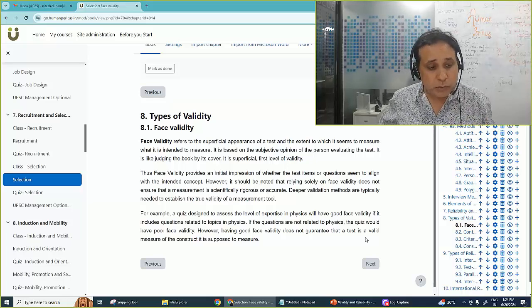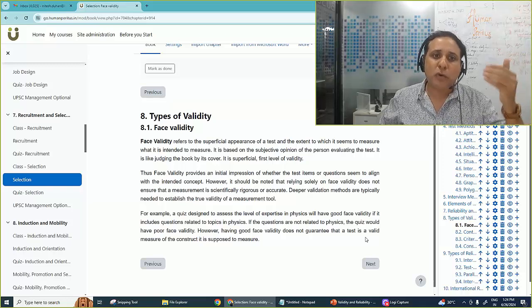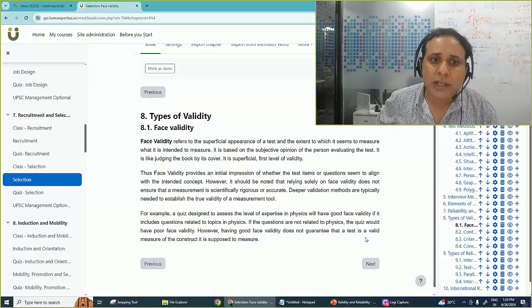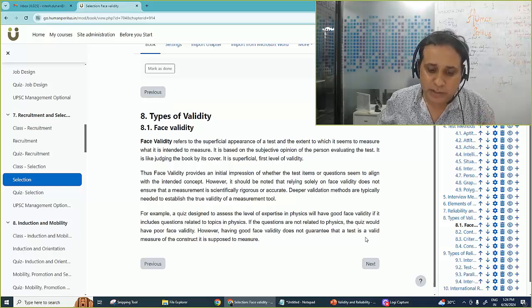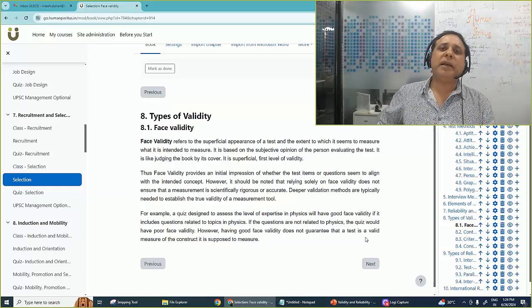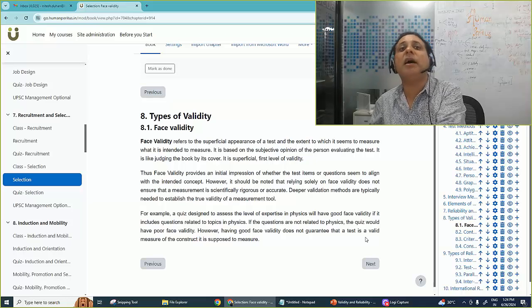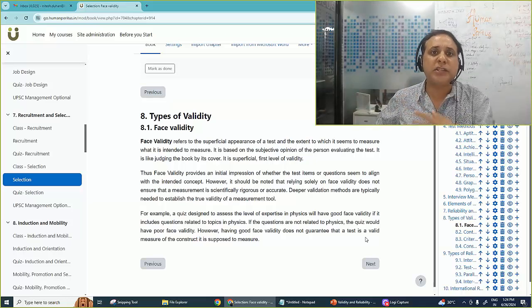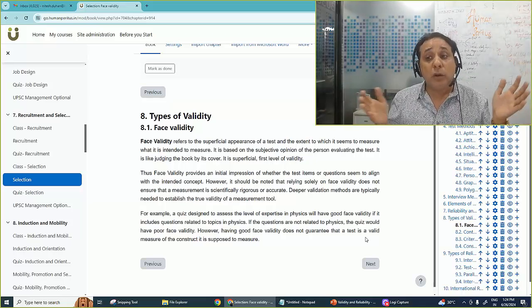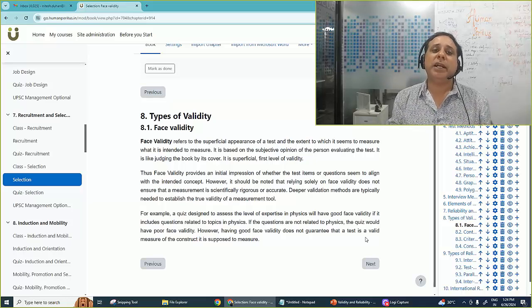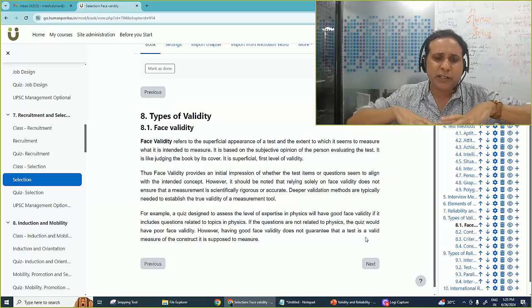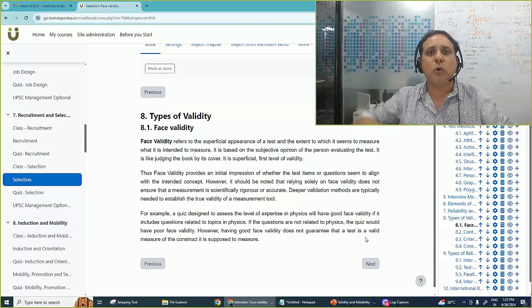Another example, I'm an HR manager, I'm trying to hire software engineers. If the questions in that test are related to software engineering only, then yes, it has got face validity. On the other hand, if I include a question of some other unrelated subject, for example digital marketing, then it will not have face validity. So guys, face validity is what? Like first look, overall impression.